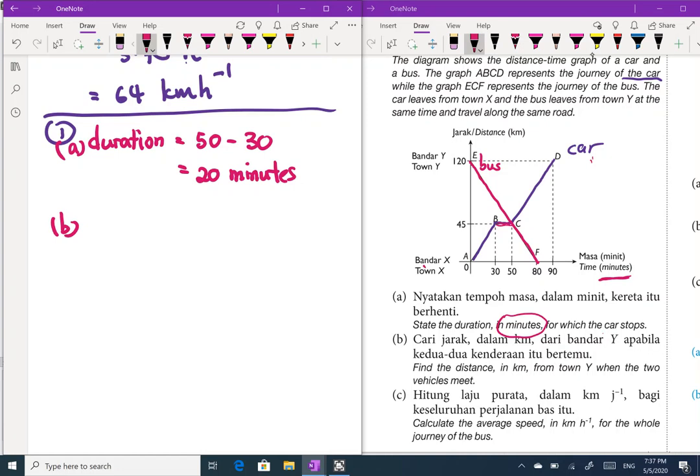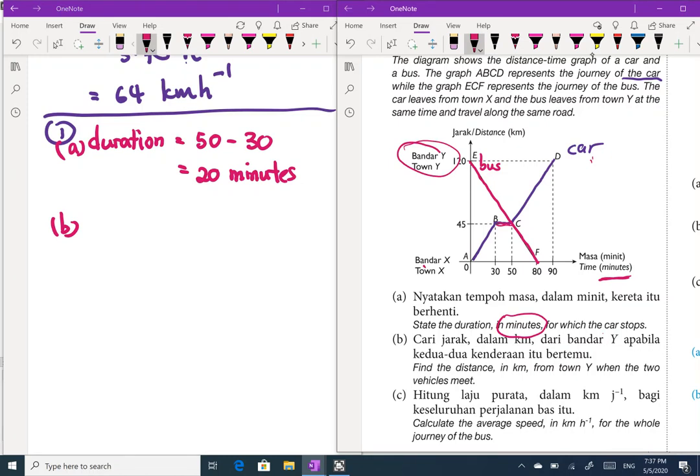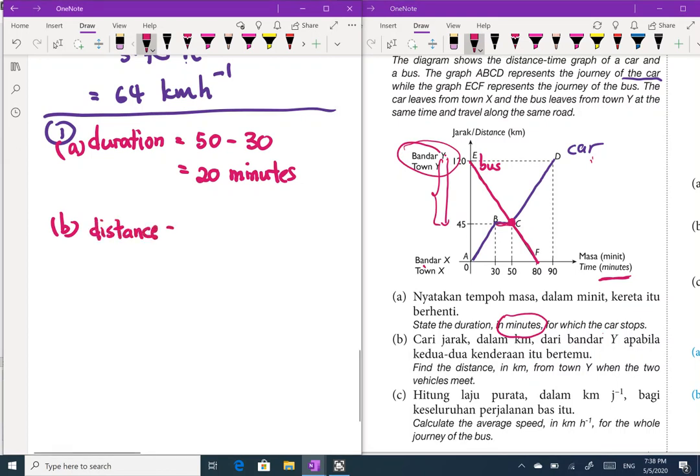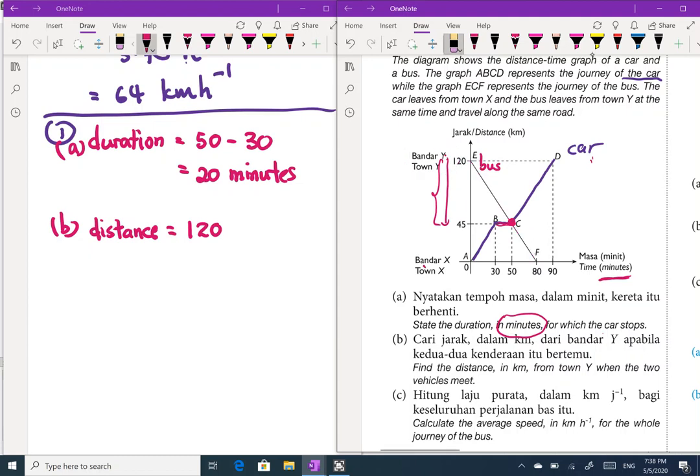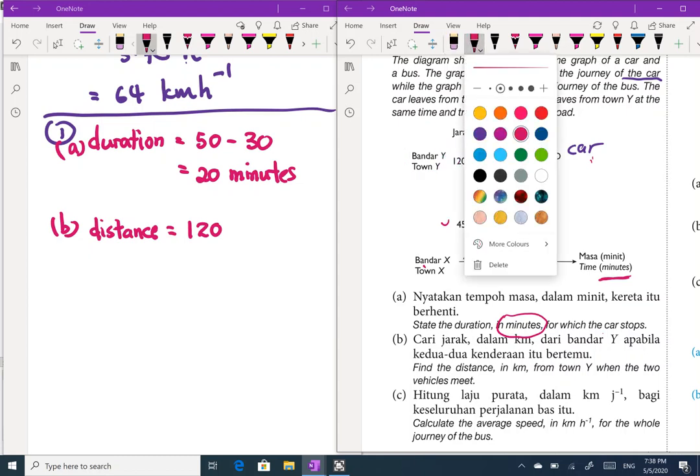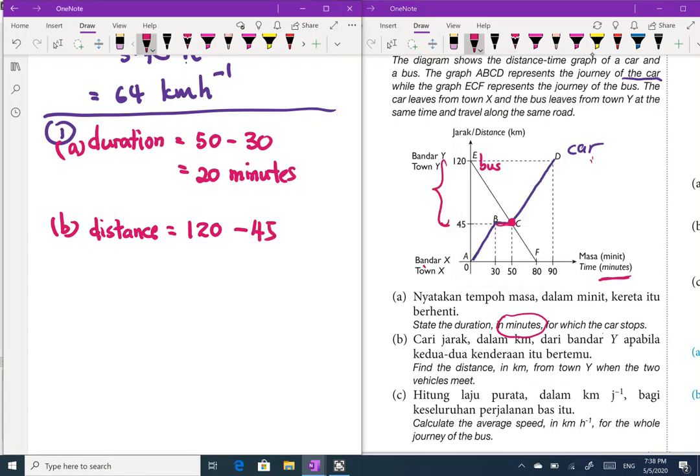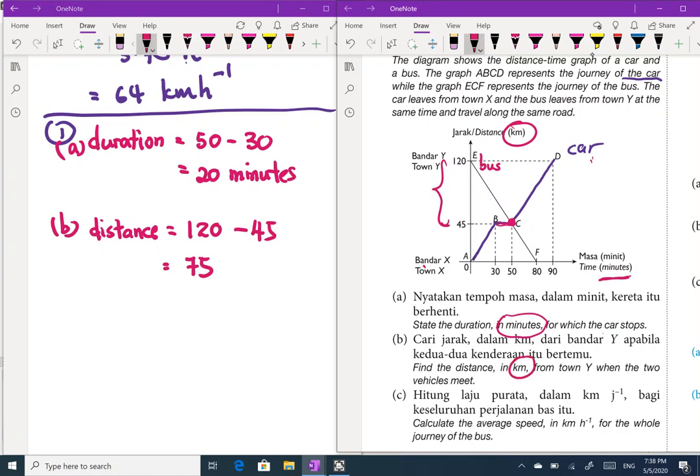B. Find the distance in kilometers from town Y when the two meet. The bus and car will meet together. 巴士跟那个车互相碰撞是在这一点，可是我要知道从 Y 去到这一点的距离. I want to know the distance from Y to this point. What is the distance over here? The distance is equal to 120, this one is 120, minus 45. So you will get 75 kilometers. The question requests kilometers.